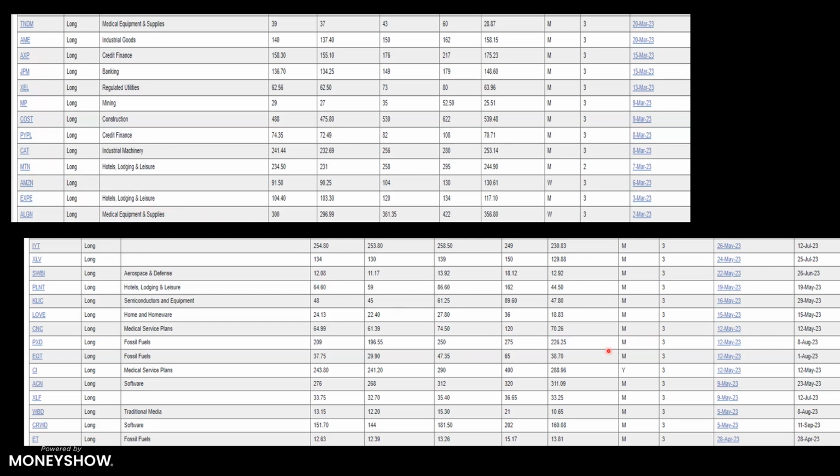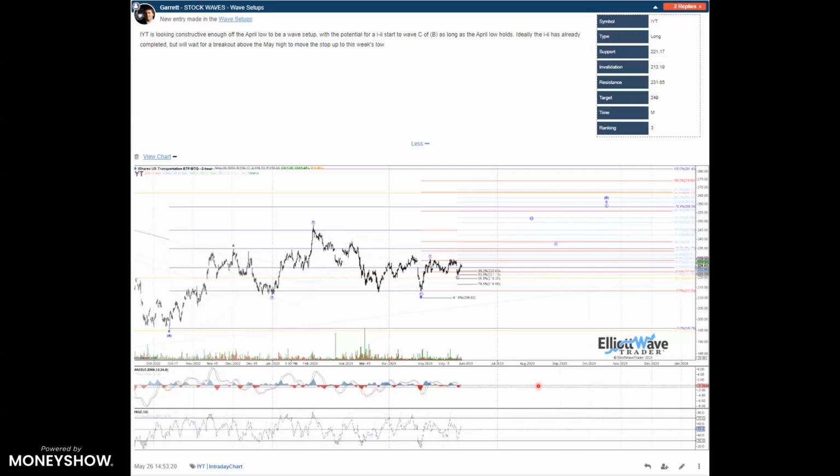Again, we posted a number of other bullish setups in the Stockwaves room. And these are all from the end of April and through May and beginning of June and July. This is one of those bullish setups. This is the IYT, the transportation index, showing that into the end of May, that 1-2 structure inside the C wave of the bigger B that we were looking for.